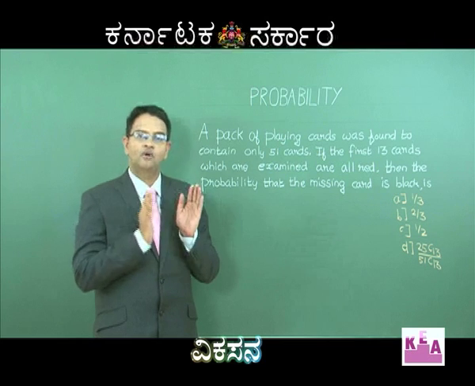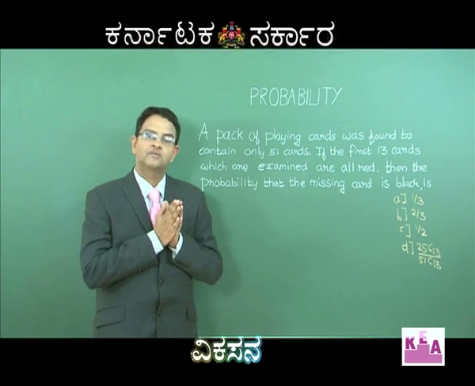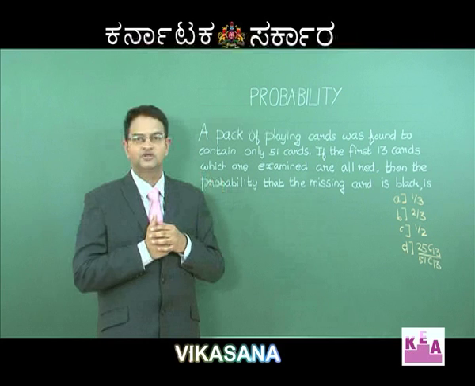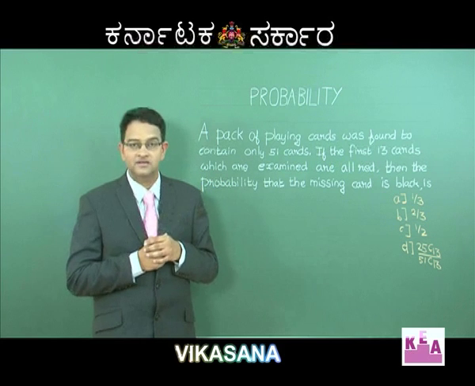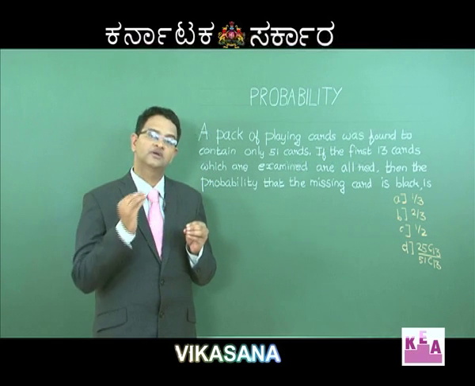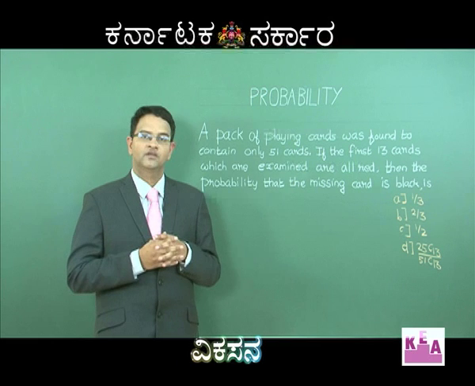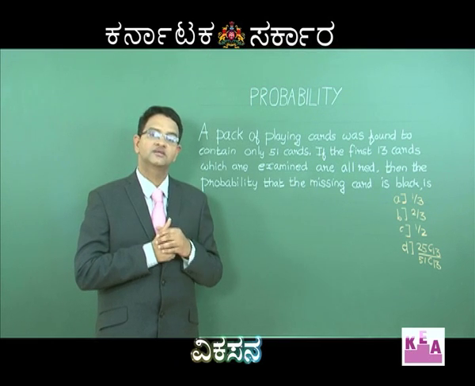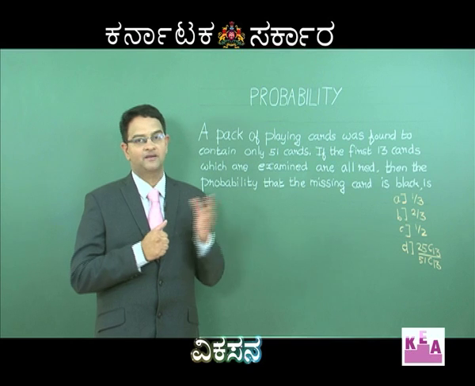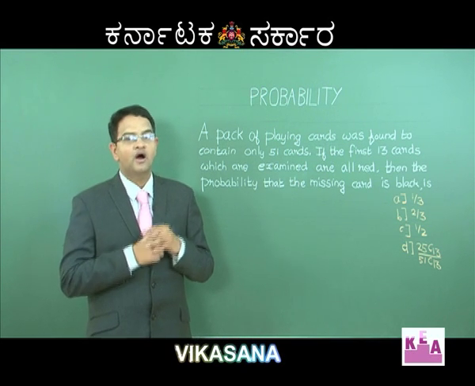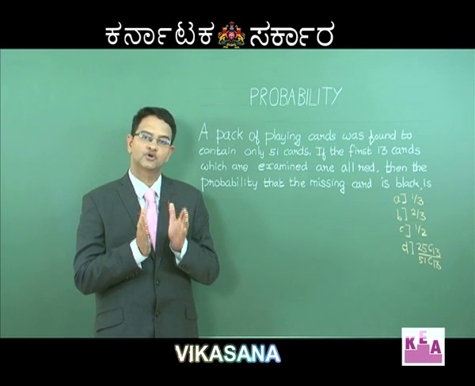That means normally 52 cards would be there, but then one card is missing. So that means we only have 51 cards. And after that we are picking up 13 cards and all of them are red. Now what is the probability that the missing card would have been black? Here is how Bayes' theorem is applied, let's look at it step by step.